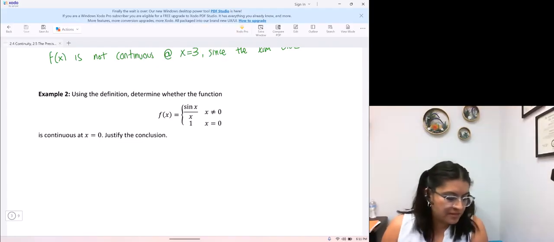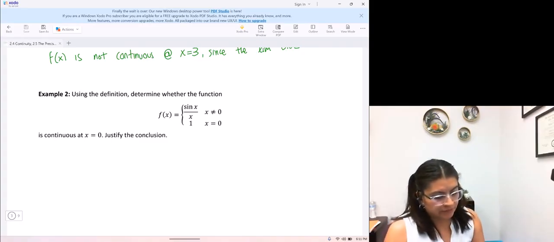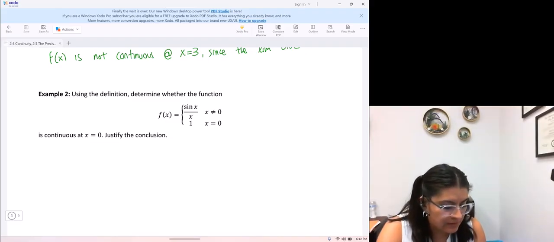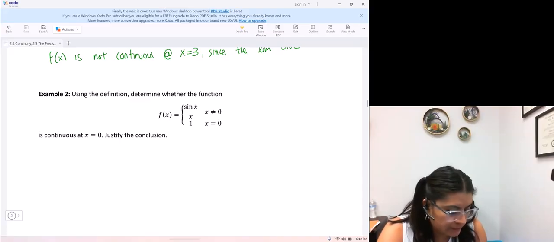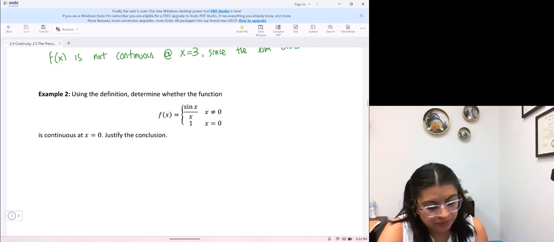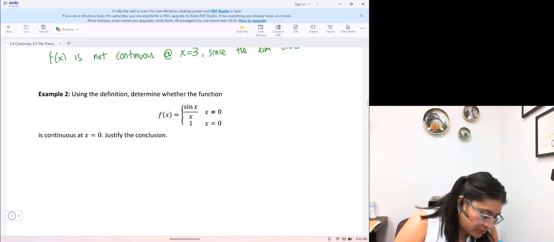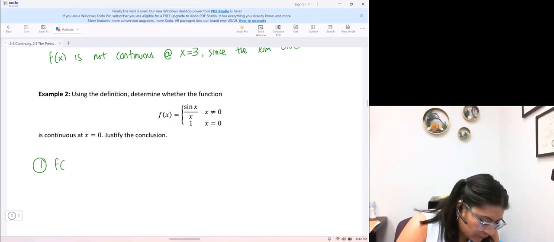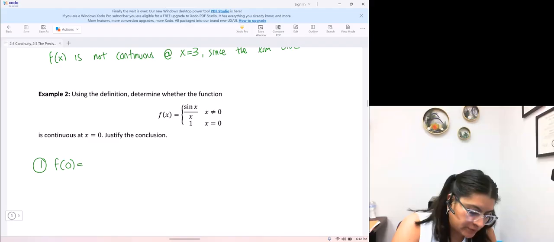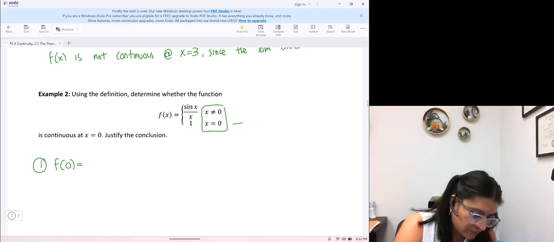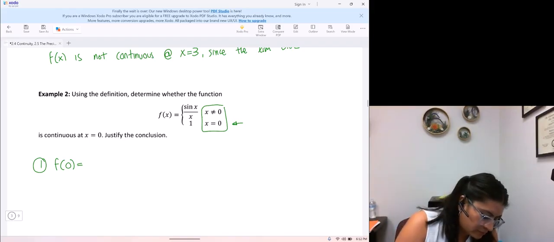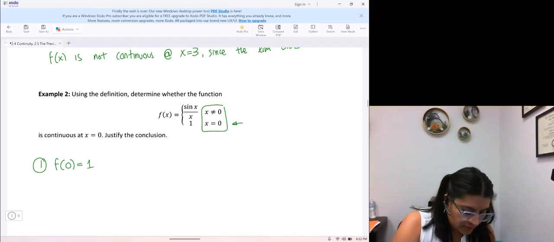Example 2, similar. It says, using the definition, determine if the function is continuous at x equals 0. So you have a piecewise function. The first formula, we use sine of x over x for any x value except 0. And then the second formula says, when x is equal to 0, the y is 1. So first, step 1, find f of 0. Which one includes the 0? Which of the domains includes the 0? This one. F of 0 is 1. This is good. It's defined.